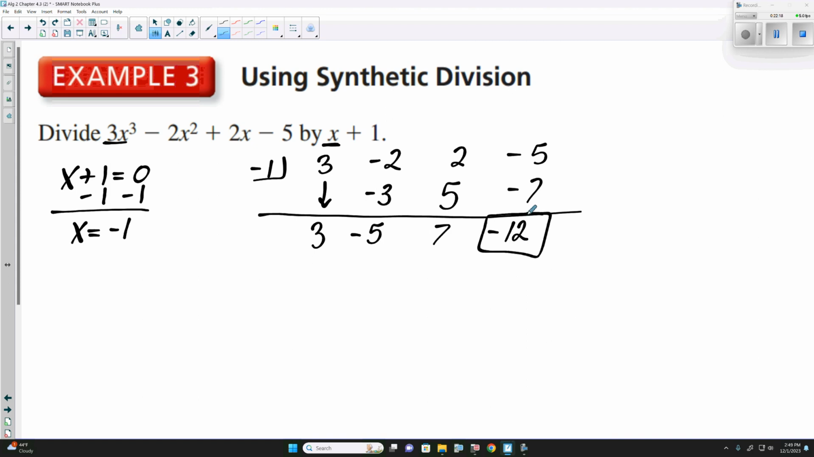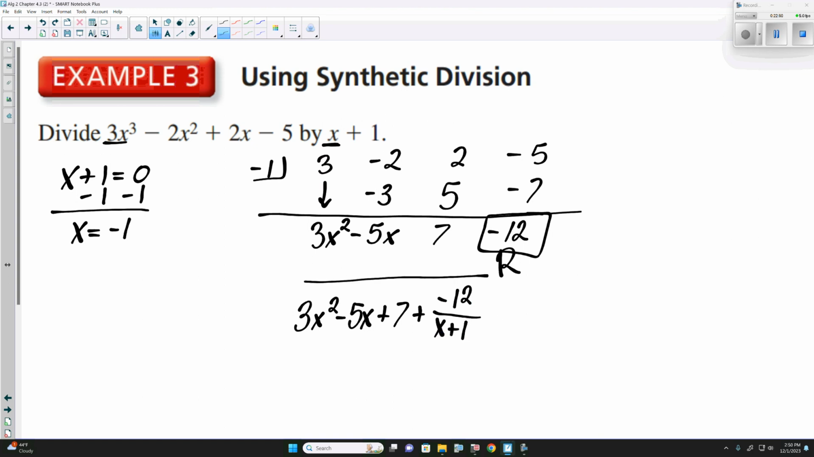And we put a box around the last one because the last one is the remainder. So this is our remainder. Our 7 is our constant term. Our -5 is our term with x. 3 is our term with x squared. So we have 3x squared minus 5x plus 7 plus -12 over x plus 1. And we use the x plus 1 because that's what we're dividing it by.